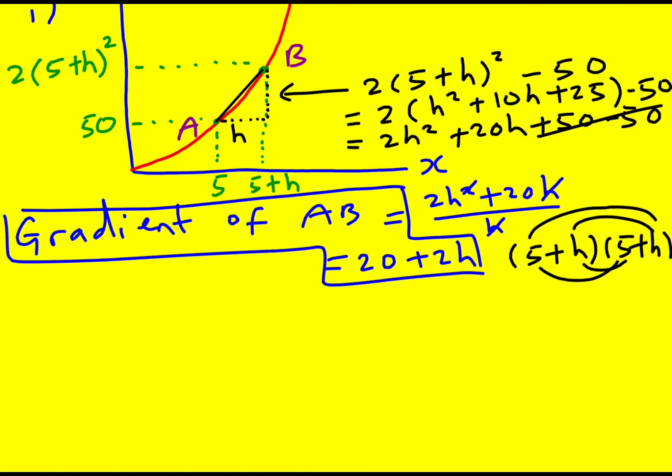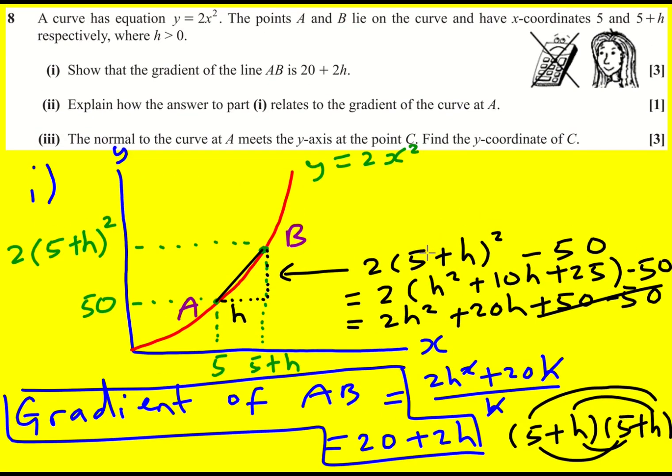If you're not completely happy that I can just cross them out, think about factorizing. I can factorize out the h. Then I'm going to get h times 2h plus 20, over h. And now you can see a bit more clearly that they do cancel. But it's okay to do that because I'm adding them, I can just cancel one off each of them. Okay, nice. Done that one.